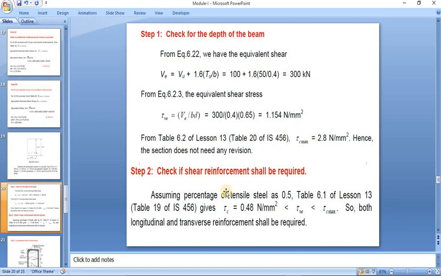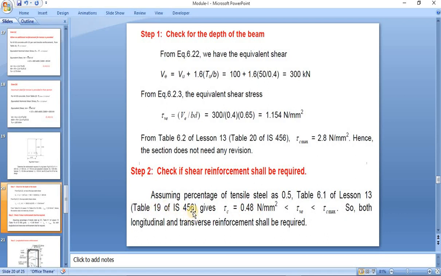Okay, next. Check for shear reinforcement requirement. Assuming the percentage of tension steel as 0.5, from table number 19 we need to calculate tau C. Remember, tau C should be less than tau VE, and tau VE should be less than tau C max. These three conditions should be satisfied. Whenever they are satisfied, we are going to provide longitudinal as well as transverse reinforcement.